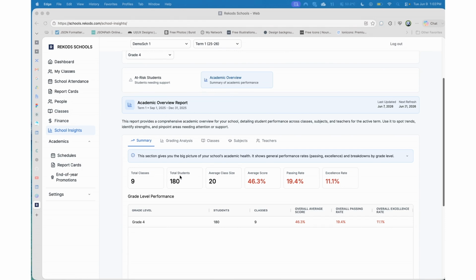Organized by what actually matters. There are 5 sections: summary, grading analysis, classes, subjects, and teachers. We'll walk through each one. I'll show you what the data means and, more importantly, what to actually look for in each.